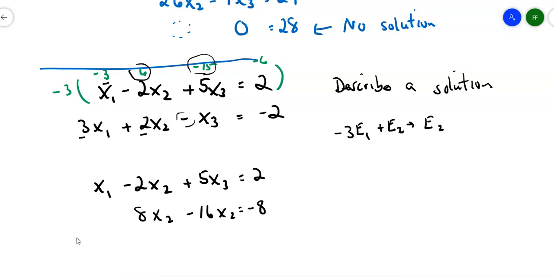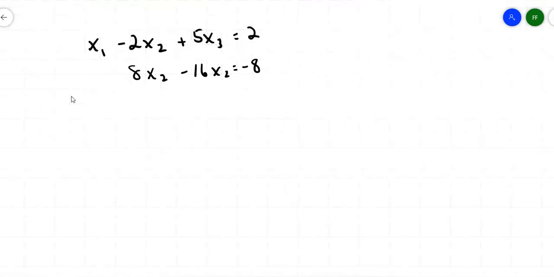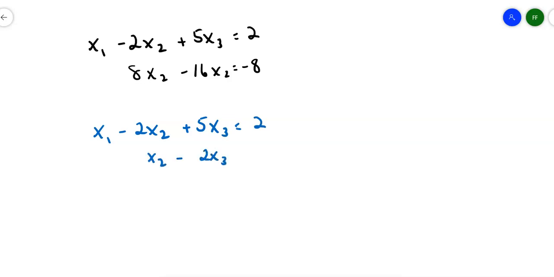All right, once I see that, I go, oh, I can divide that bottom row by 8 right away and make life a little bit easier. So I end up with x sub 1 minus 2x sub 2 plus 5x sub 3 is equal to 2. Divide everything through by 8, and I get x sub 2 minus 2x sub 3 equals negative 1. All right, at this point, I need to get rid of one more variable.